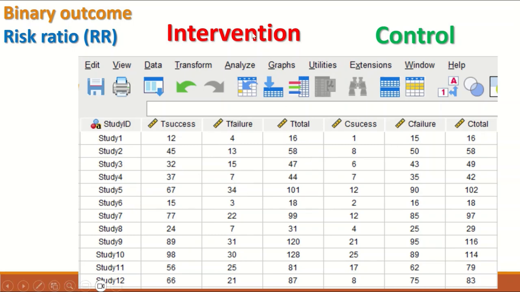The required effect size is a risk ratio when the outcome is binary. As shown here, data from 12 studies, where each study has two groups in it, intervention and control. The event occurring is counted, the event not occurring is counted, and the total number of participants is counted. In the control, the event happening is counted, not happening in the control is counted, and the total also is counted for the control.